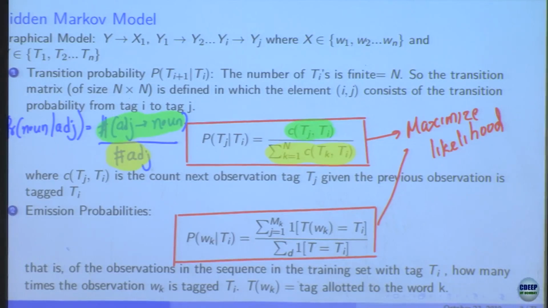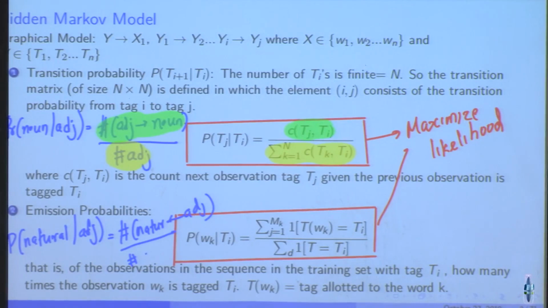Likewise for emission probabilities, the emission of a word given the tag: the probability of natural given adjective is the number of times, again, natural was produced from an adjective divided by the number of times an adjective was seen at all.